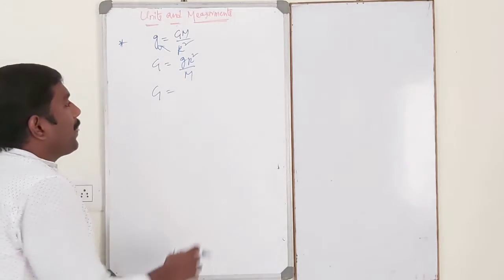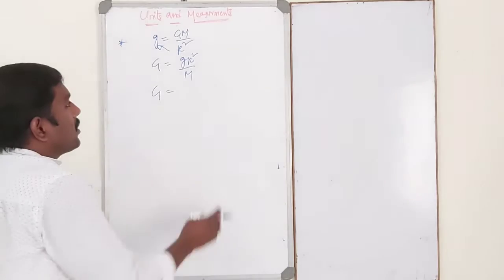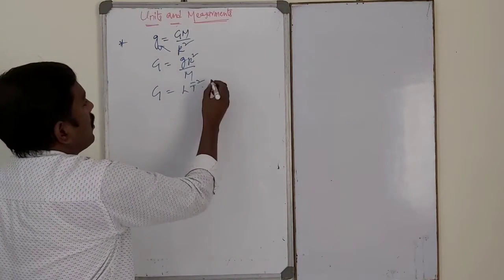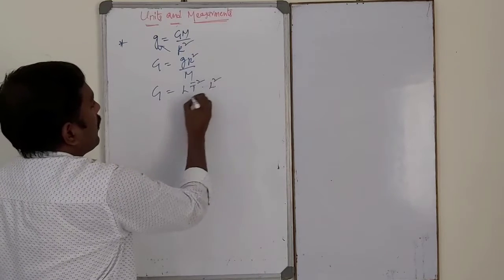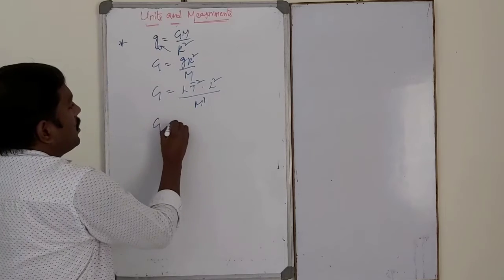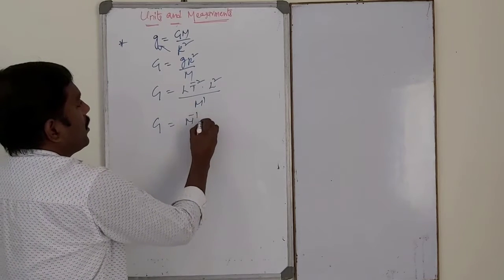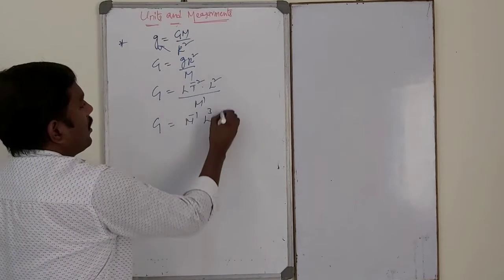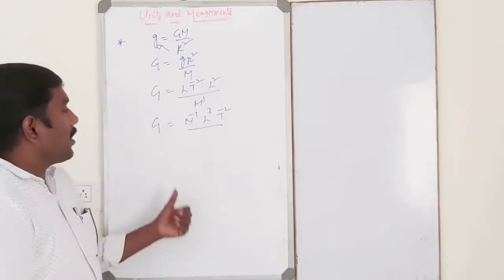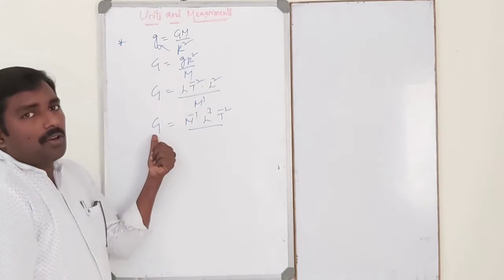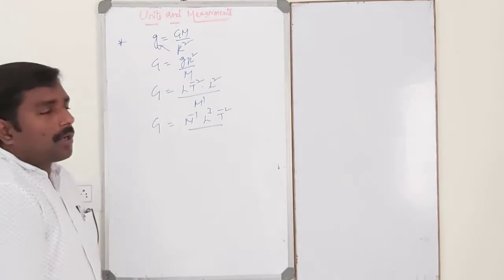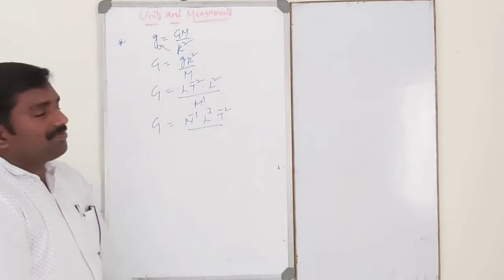Already we know the dimensional formula for acceleration, that is L T power minus 2, into R square, that is L power 2, divided by M power 1. So G is equal to M power minus 1 L power 3 T power minus 2. This is the dimensional formula for the universal gravitational constant. This is the simple way to find out the dimensional formula for the capital G.